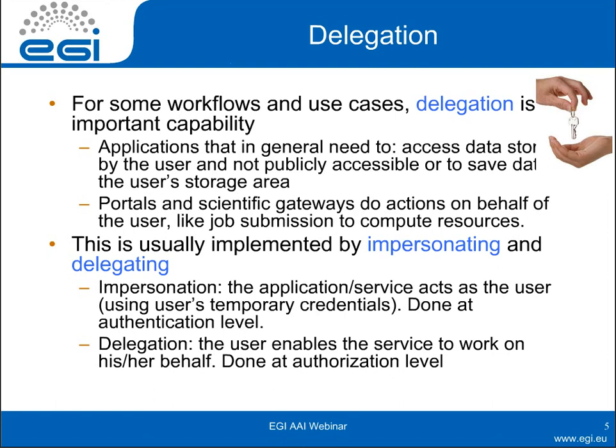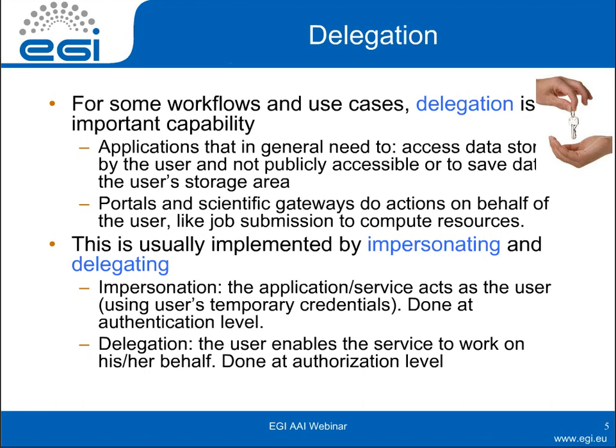So there are two ways to implement delegation. The first is impersonation. The application can impersonate the user, which is actually how it works at the moment in EGI. If the user wants an application or a service to do actions on his behalf, the user provides short-term credentials, a short-term replica of his credentials, to the service, so that it can be used only by that service for a short period of time to do the job he wants. In that case, the service is authenticated in the infrastructure as the user.